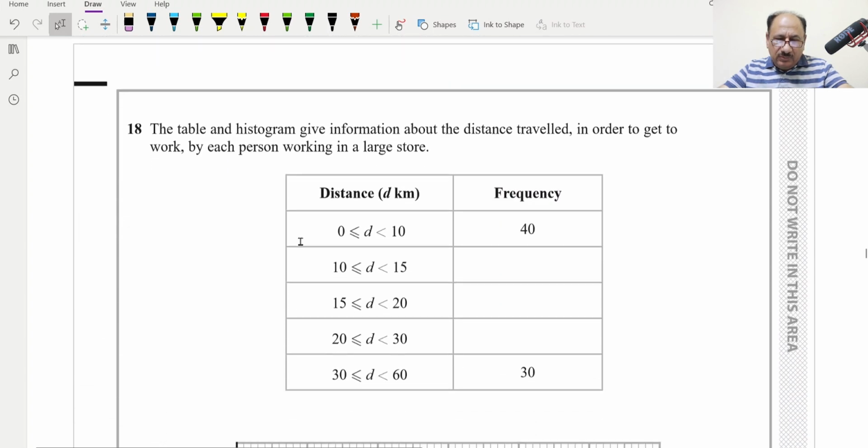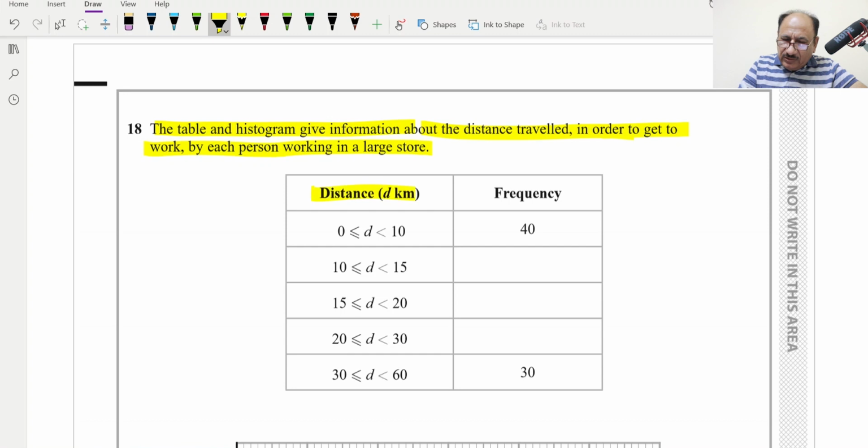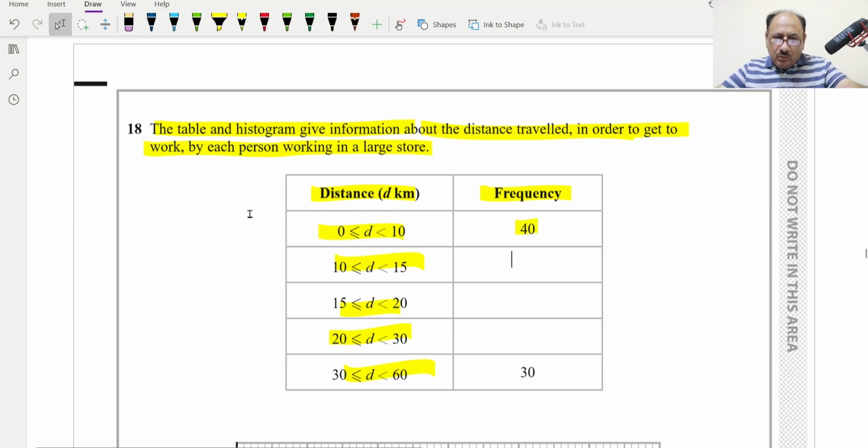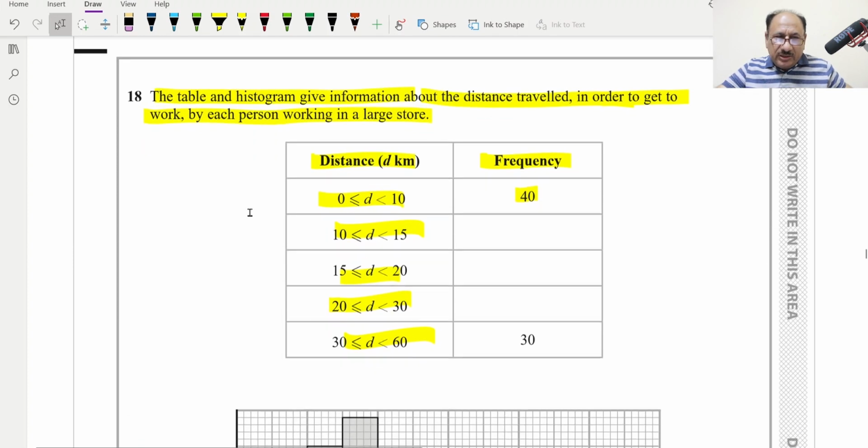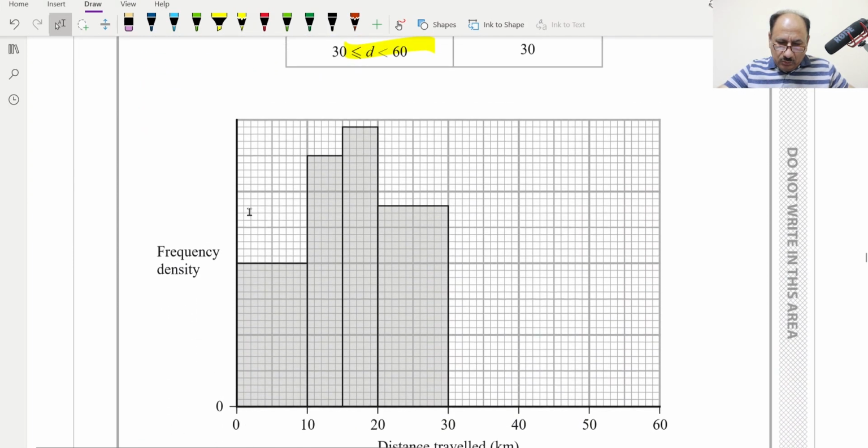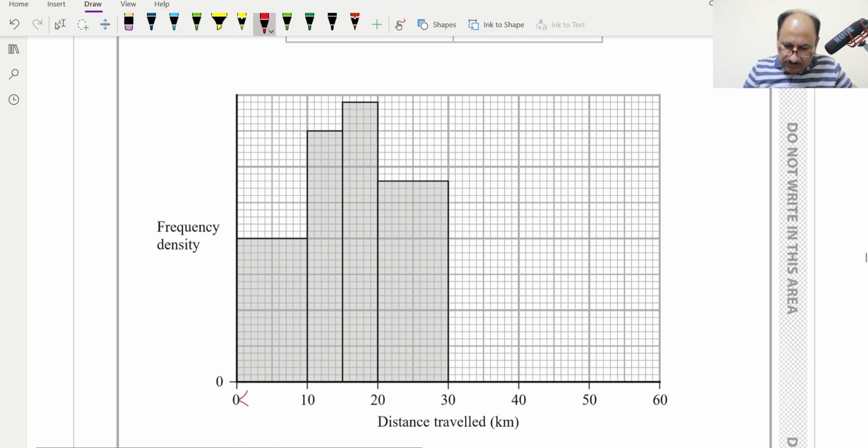So this is how we have shown this also. Now question number 18 says the table and histogram give information about the distance traveled in order to get to work by each person working in a large store. This is the distance d in kilometers, this is frequency, these are ranges provided, and the first frequency is given from 0 to 10 is 40. This width is 10, so 40 will be 10 multiplied by 4, so this height should be 4, and this point we can take as 4.